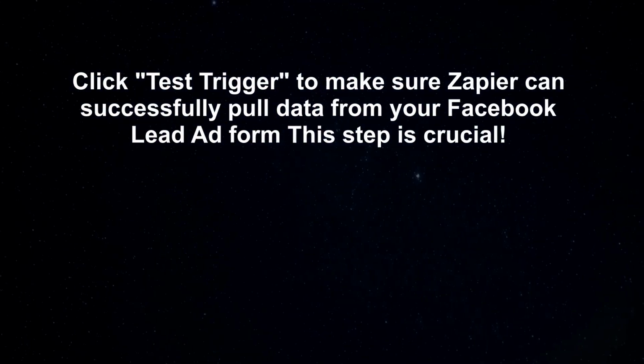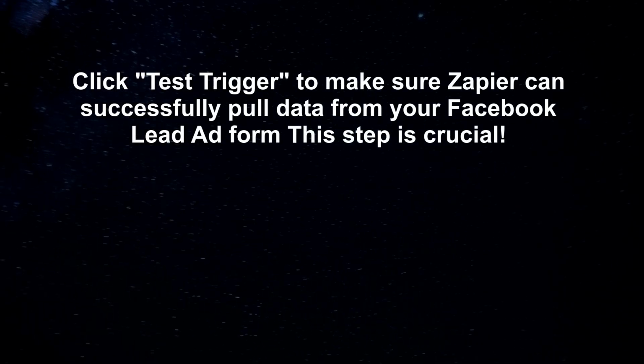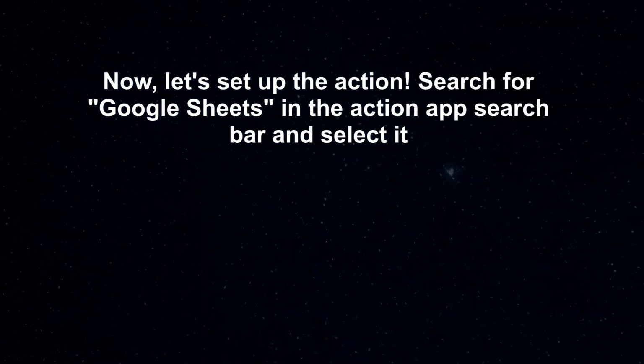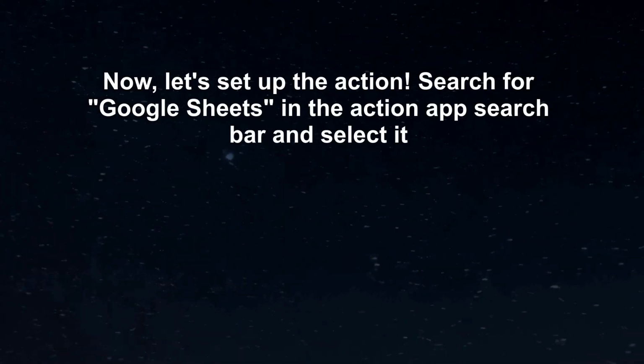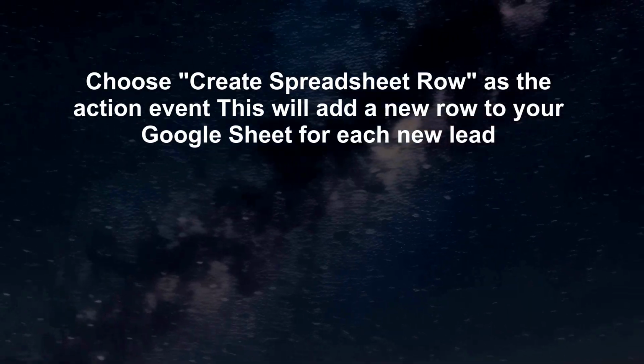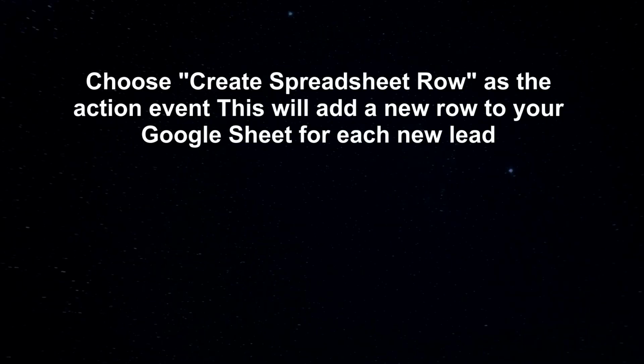Click Test Trigger to make sure Zapier can successfully pull data from your Facebook lead ad form. This step is crucial. Now, let's set up the action. Search for Google Sheets in the Action app search bar and select it. Choose Create Spreadsheet Row as the action event. This will add a new row to your Google Sheet for each new lead.